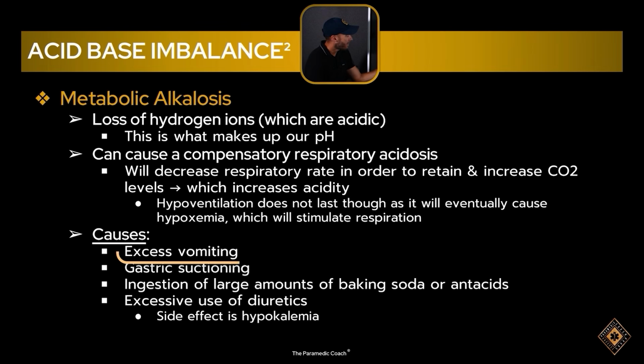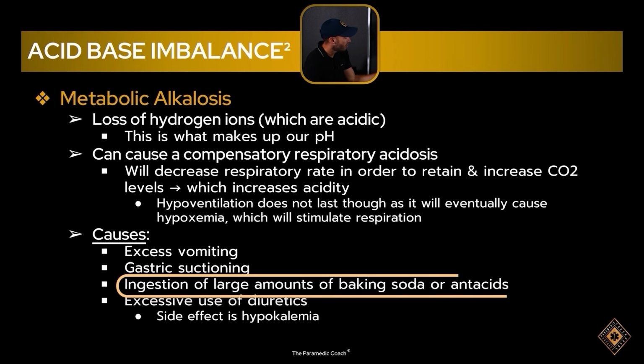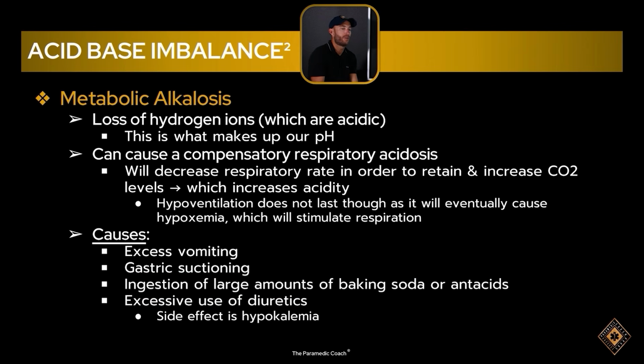Causes: excess vomiting, okay? Gastric suctioning, meaning there's been too much of that going on. Ingestion of large amounts of baking soda or antacids. Obviously, folks, if you just dump baking soda, you're going to be too far out on the alkalosis side. Excessive use of diuretics, a side effect of hypokalemia. This is metabolic alkalosis. Now, I'm going to show you in a little bit, as we go through this, all of this in action.